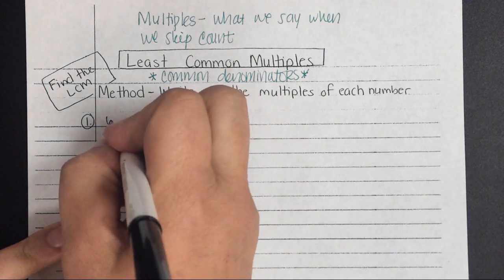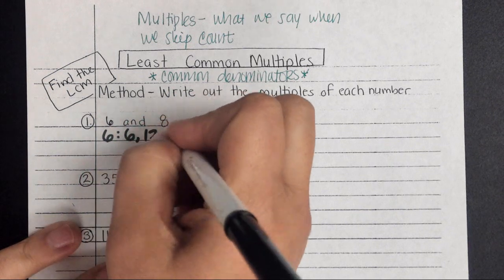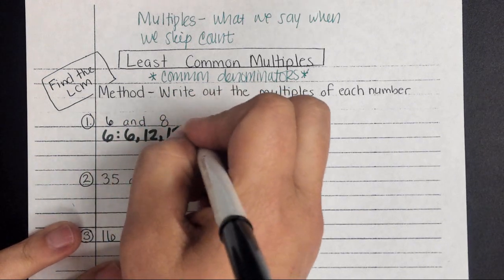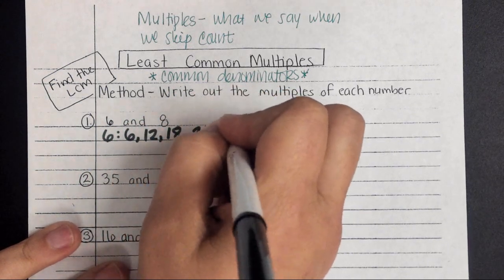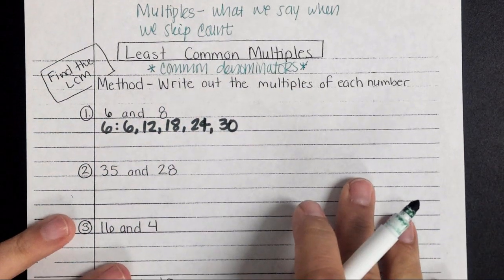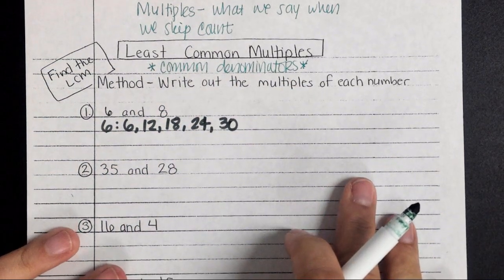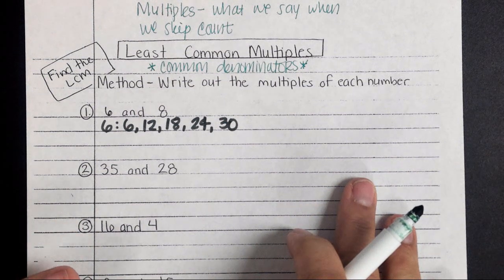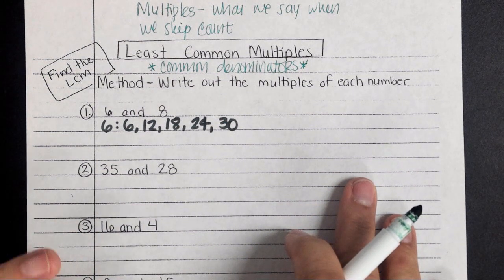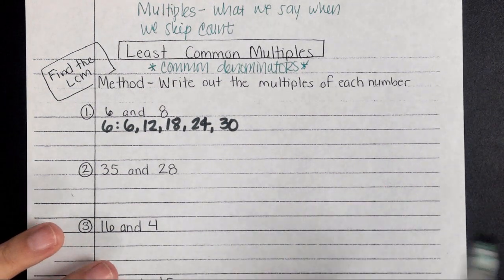So we want to list those. 6, 12, 18, 24, 30. I usually start with about 5 multiples of each. Now do me a favor, guys, especially since we're recording. Let's not just yell out answers. Because remember, it's not always about just knowing the answers, it's knowing how we got there.